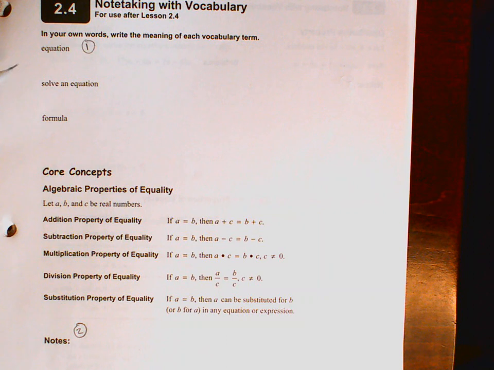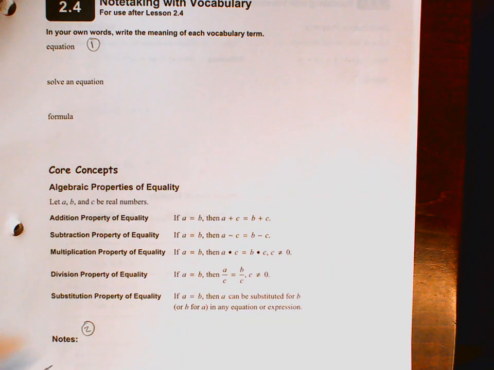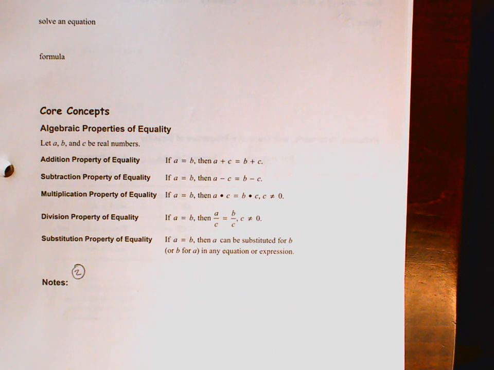All right, so you're going to have number 1 here, where it says equation. Number 2 is going to go down here at the bottom. Now, algebraic properties of equality. These are the rules of what you do to the left, you do to the right. If you add on the left, you add on the right. If you subtract on the left, you subtract on the right. If you multiply on the left, you multiply on the right. If you divide by a number on the left, then you have to divide by a number on the right. So these are the rules that allow us to solve equations.